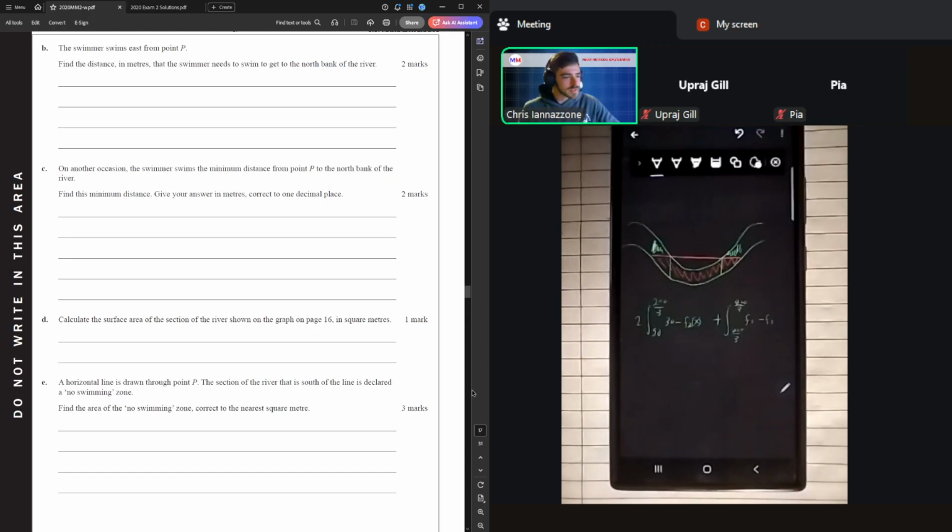Starting to make more sense why it's a 3 marker. You've got to find an additional x-intercept, set up your integrals properly. Yeah, lots of moving parts there.